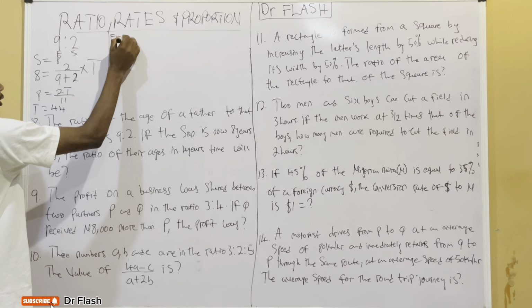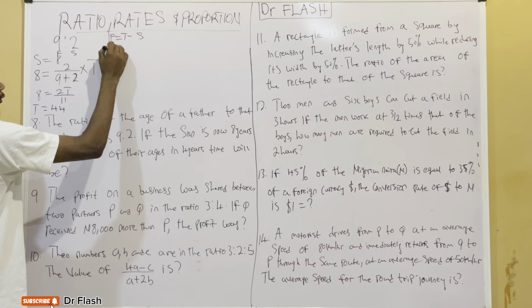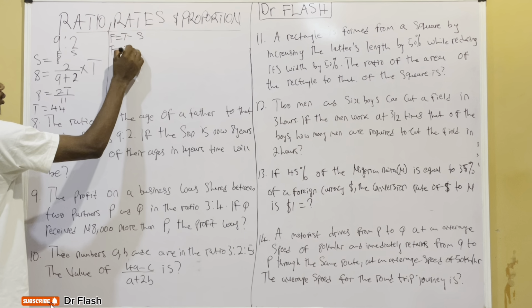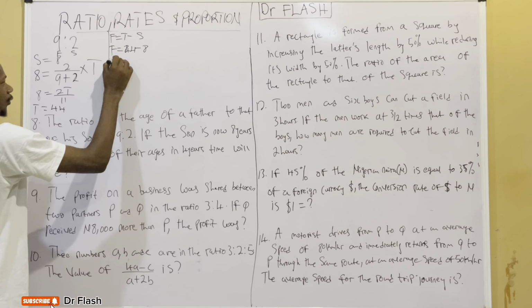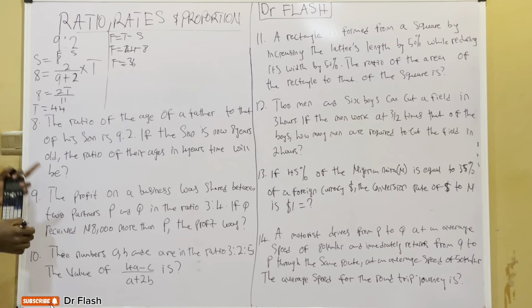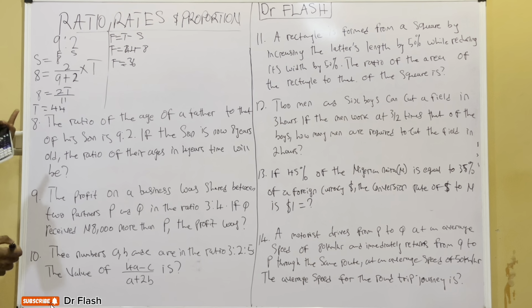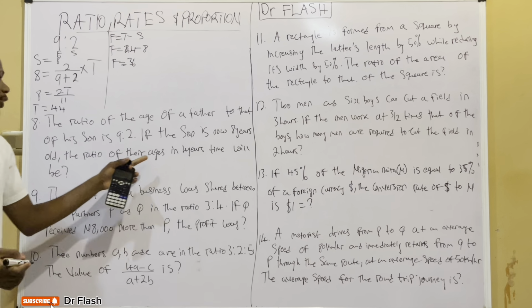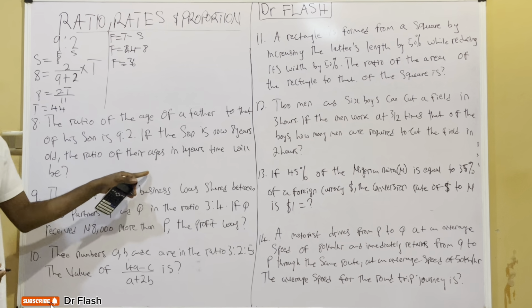So if the total age is 44, what will be the father's age? Father's age is equal to total age minus son's age. Father's age is 44 minus 8, so father's age should equal 36. Okay, so at that point the father's age was 36 and the son's age was what now? 8.